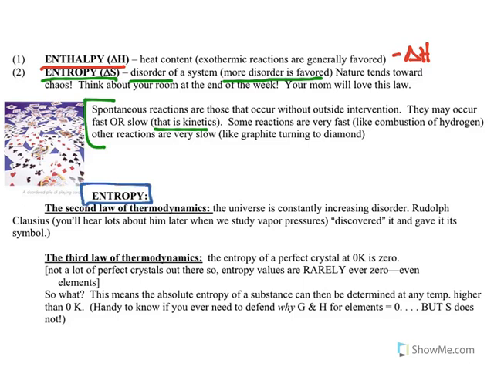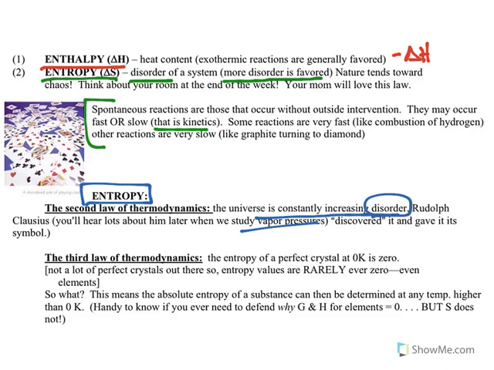And entropy relates to really the second law of thermodynamics. The second law of thermodynamics says that the universe is constantly increasing in disorder. And so Rudolf Clausius, we'll maybe talk about him a little bit more later on, actually, we're probably not going to worry about his equation for vapor pressures, but he actually discovered this, or basically theorized this. And again, we want to always think about entropy in terms of the amount of disorder.